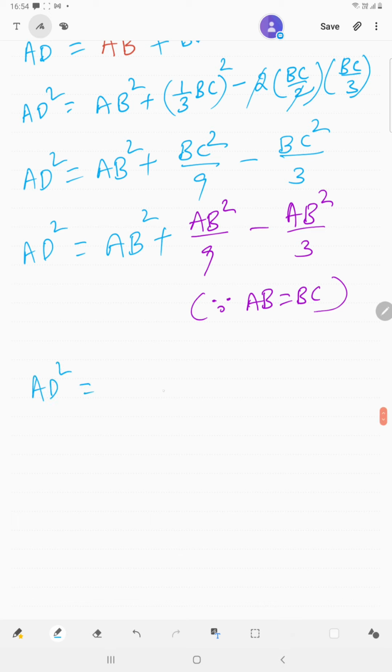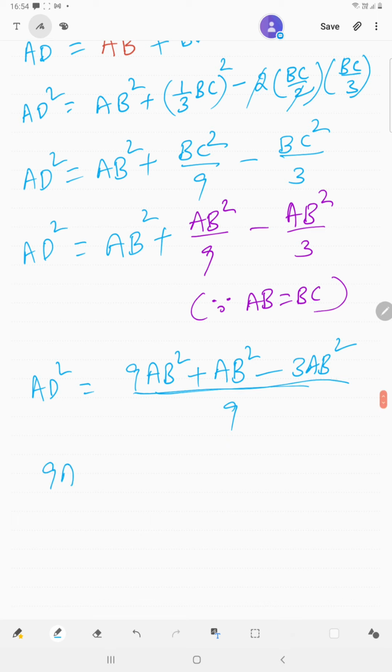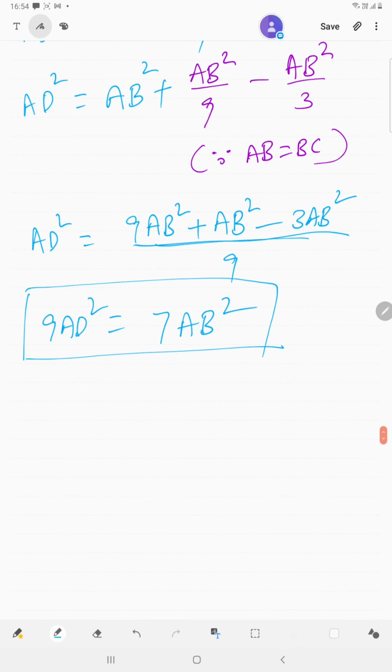AD square is equal to, the LCM is 9. This is 9AB square plus AB square. Here 3 is there. Our LCM is 9, means 3 3s are 9, means 3AB square. Therefore, cross multiplication: 9AD square is equal to 9AB square plus AB square, 10AB square, 10 minus 3, 7. Any doubt? Hence proved. Very simple.